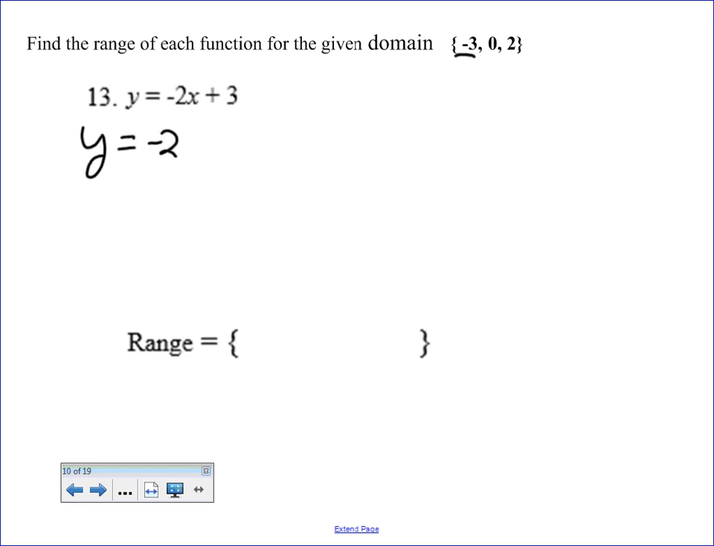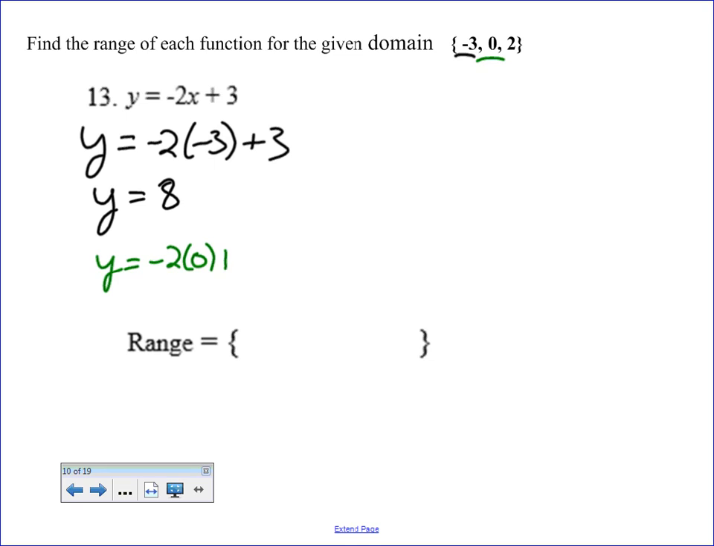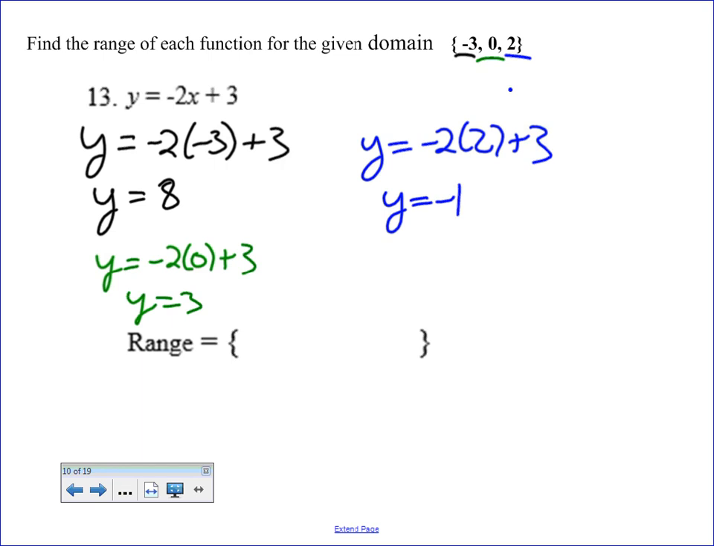So we would go y equals -2 times -3 plus 3, and that would be 8. We would do y equals -2 times 0 plus 3, which would be 3. And then we would do y equals -2 times 2 plus 3, which would be -1. And so our range is -1, 3, 8. Remember that when you put numbers in a set, we always go from least to greatest.